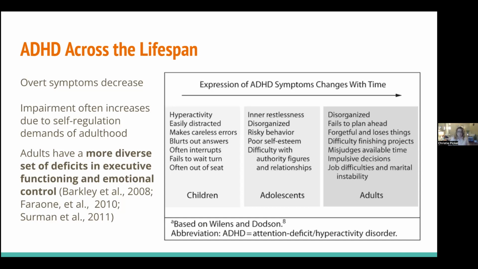As people get older, they transition into adolescence. You know, we see more risky behavior. That restlessness becomes a little more internalized, less overt. We see more fighting back against authority figures. Difficulty with relationships, emotion regulation becomes a big issue.